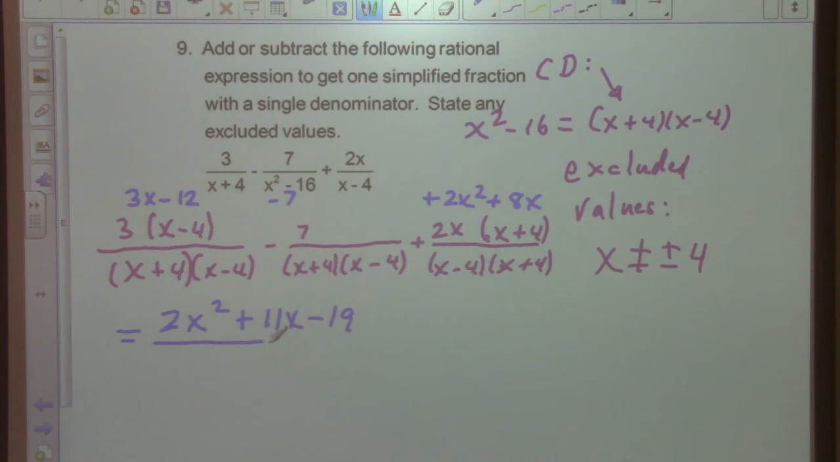And then all over this, x plus 4, x minus 4. Okay? Should be pretty simple. Any questions on that? Everybody see how we figured out where we got the 11x and minus 19 from and everything? Okay. All right, let's go on to number 10.